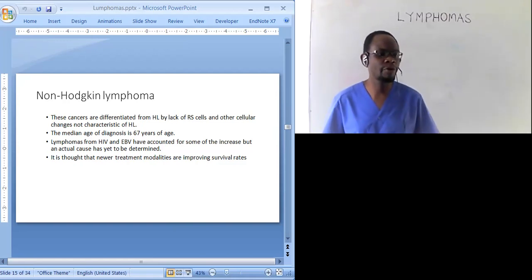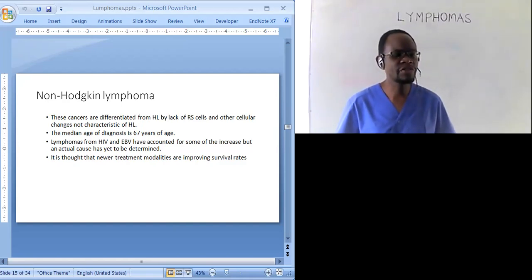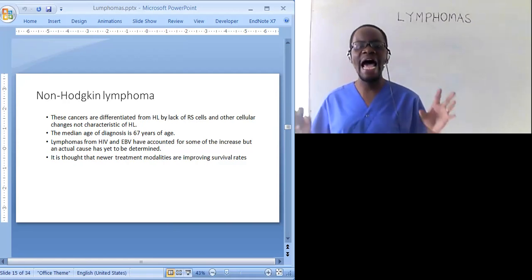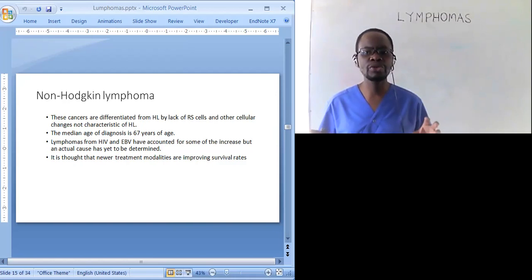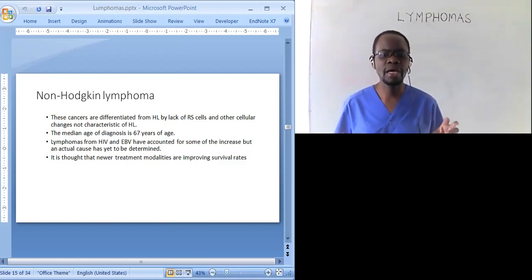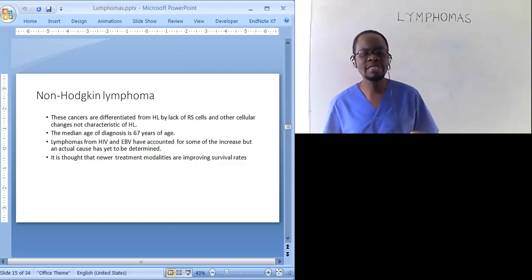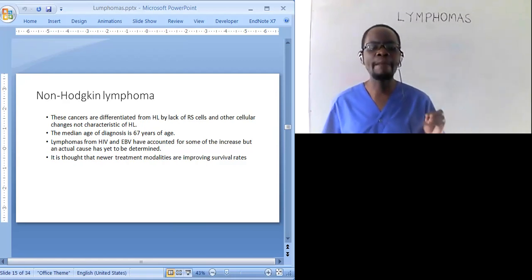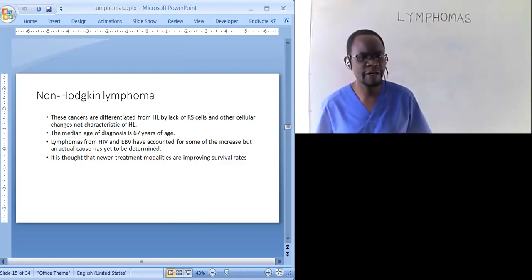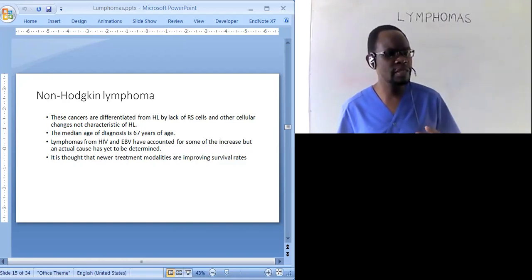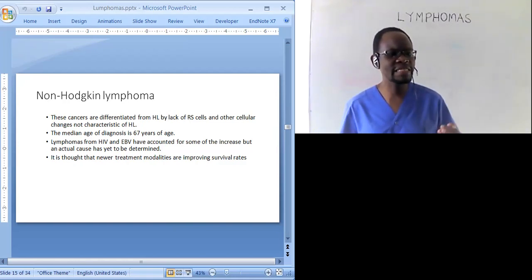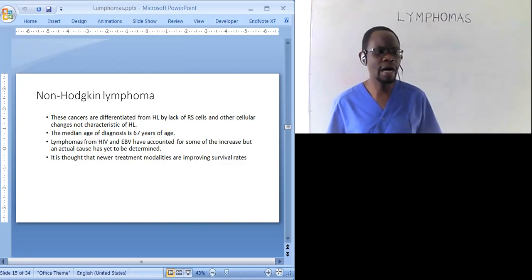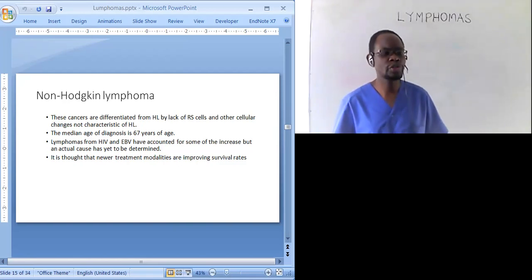So they can come from there. And usually, as we mentioned yesterday, they are unpredictable and quite resistant to anti-cancer therapy, and for that matter, they are more aggressive. It is thought that newer treatment modalities are improving survival rate. Otherwise, these are more aggressive than the Hodgkin's lymphomas.